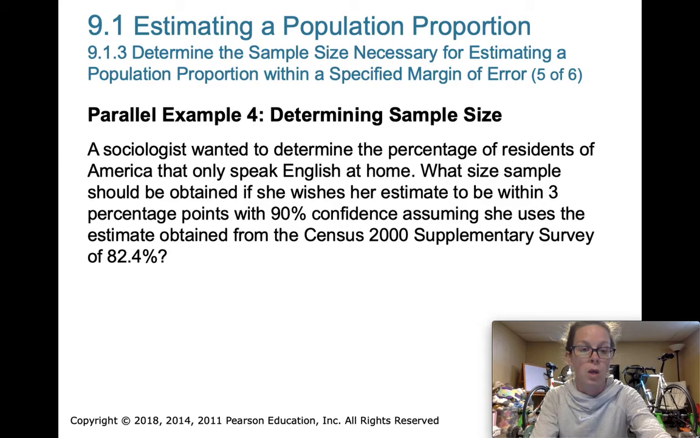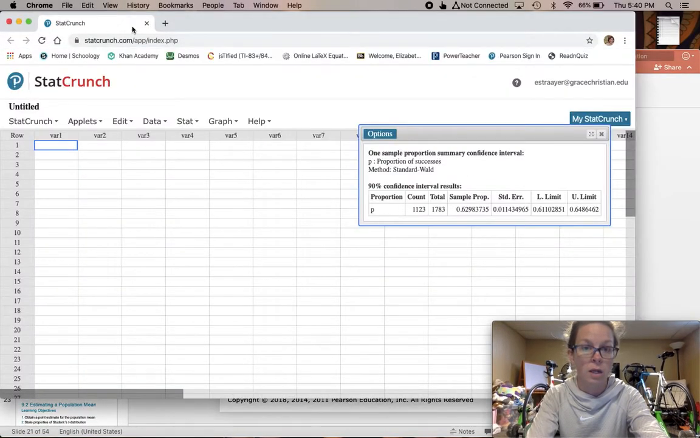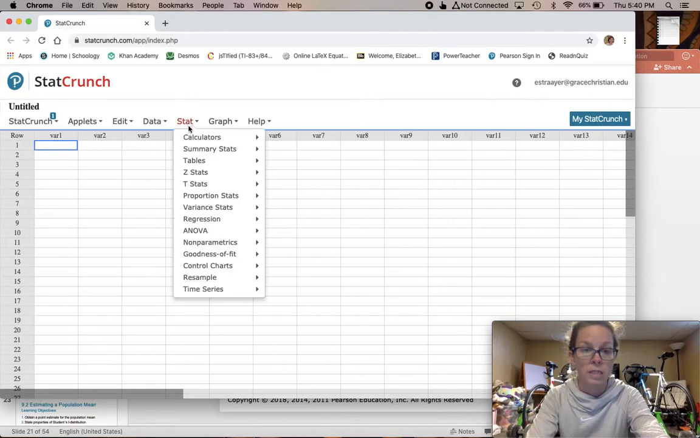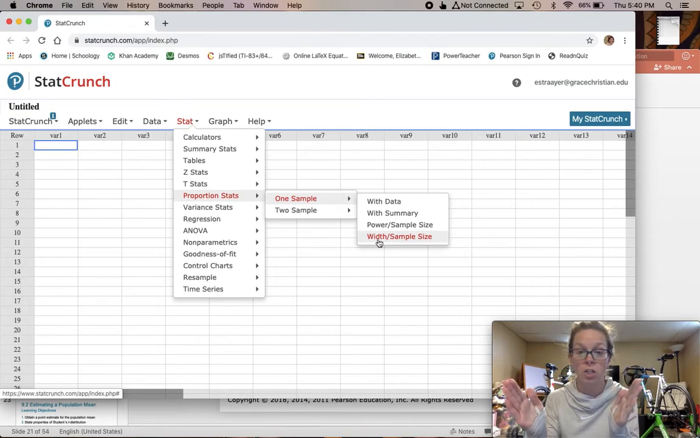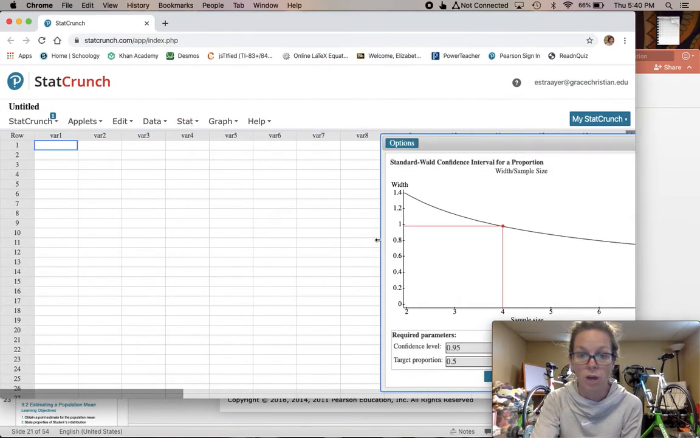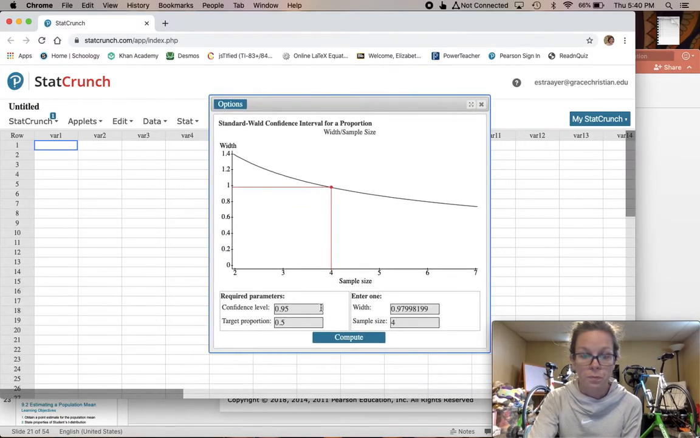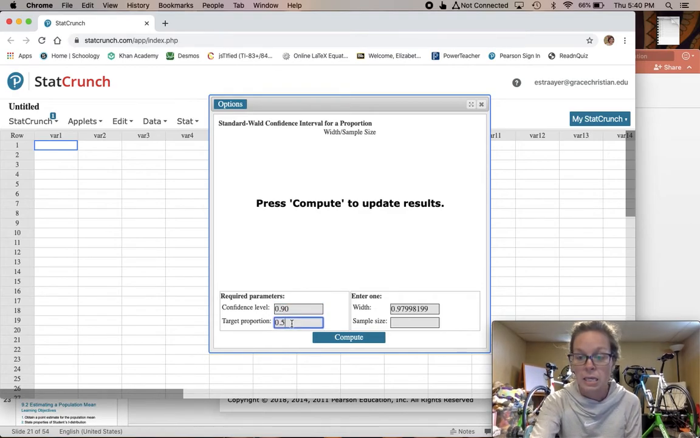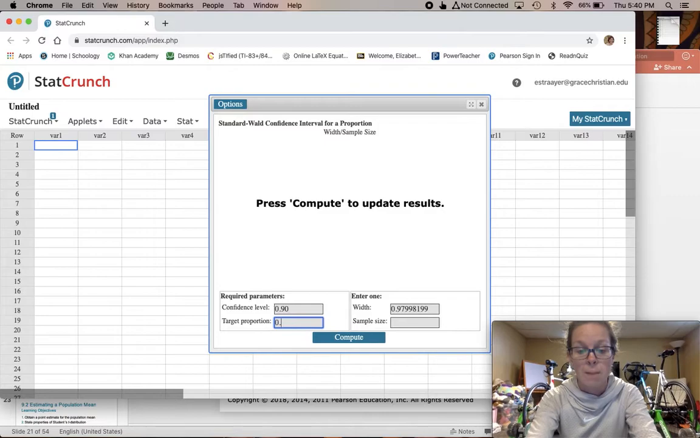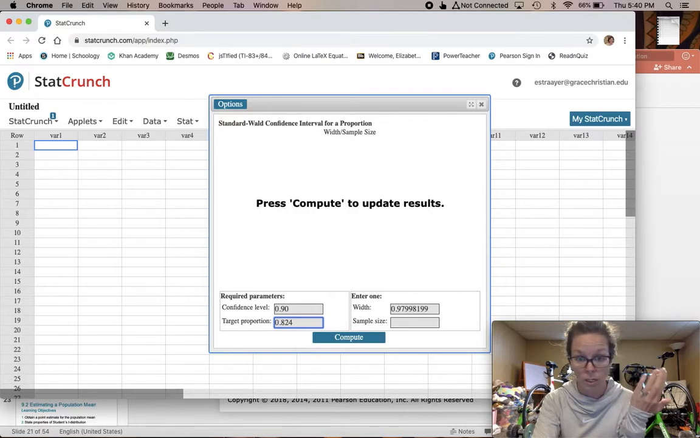So we're going to go into StatCrunch. For this, we're going to go into Stat, Proportions, because we're still talking about proportions. We still only have one sample. Now what we want to do is figure out our width or sample size. It can be used to find the width or the sample size. We're going to use it to find the sample size with the width, or the margin of error. Confidence level: she wanted to use 90% confidence. The target proportion is where we would say 50-50 if we have no idea, but she has some idea. The last time this was studied, it was 82.4%. So we're going to start with that assumption.